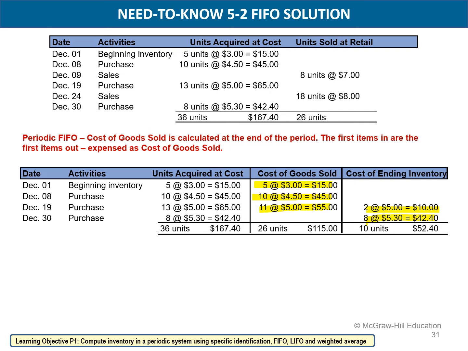So first in, first out, everything goes through cost of goods sold until you get to 26 units. So we have 5, 10 plus 11, it's 26 units. And then what's left is our most recent purchases, all 8 from December 30th and the last 2 from December 19th. Okay.